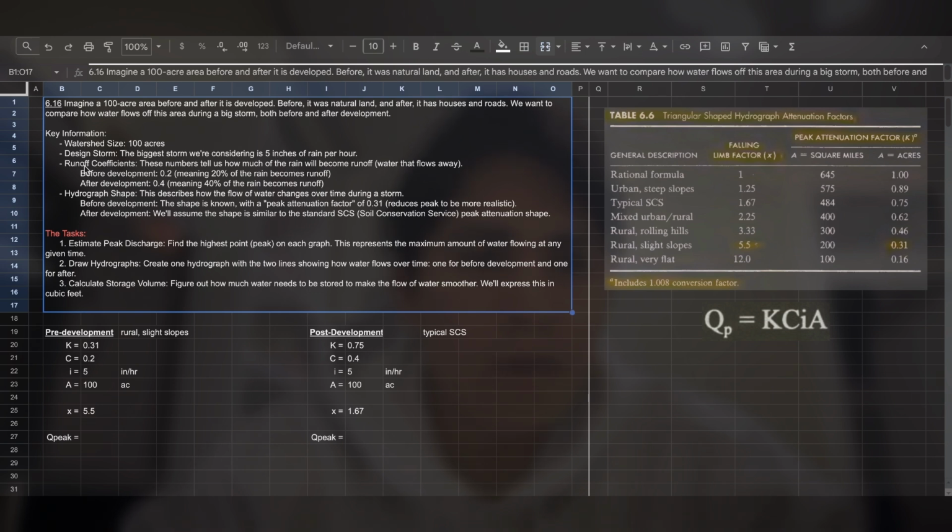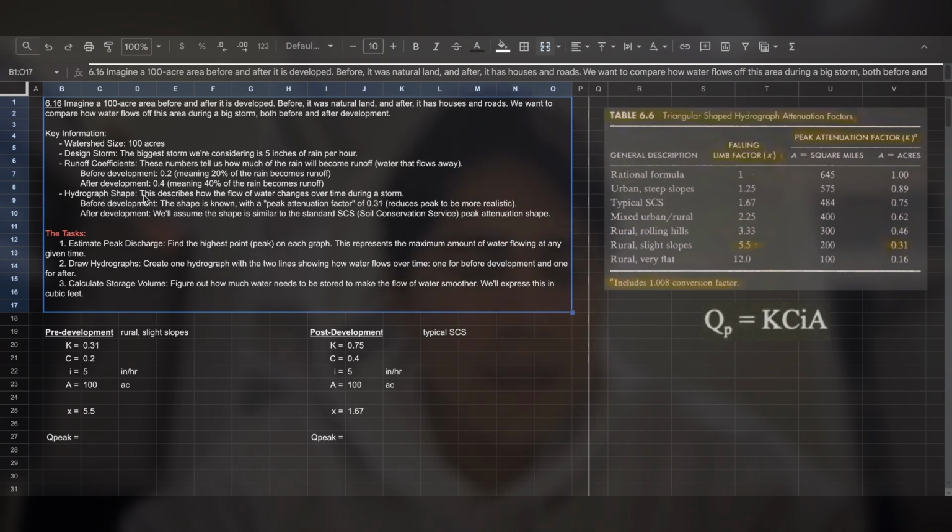Now, we're given runoff coefficients for before and after development. As we know, these numbers tell us how much of the rain will become runoff, which is the water that flows away. Before the development, we have a 0.2, meaning 20% of the rain becomes runoff. And after the development, we have a 0.4, meaning 40% of the rain becomes runoff. We have seen that with development, we get more runoff, so this makes sense.